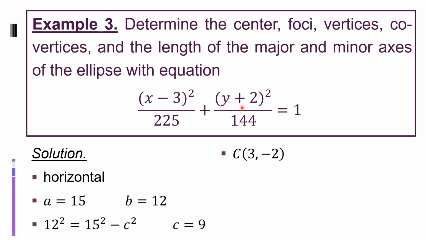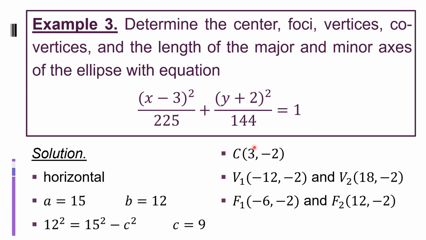So since horizontal ito, to find the vertices, mag-plus or minus tayo ng 15 doon sa x ng ating center. Kasi horizontal to. So 3 minus 15 is negative 12. Then negative 2 magre-retain. And 3 plus 15 is 18. And magre-retain yung negative 2. For our foci, mag-plus or minus tayo ng 9 doon sa C natin. Kasi horizontal to. So we have 3 minus 9 is negative 6. Then magre-retain yung negative 2. F sub 2 is 3 plus 9 is 12. Then magre-retain yung negative 2.